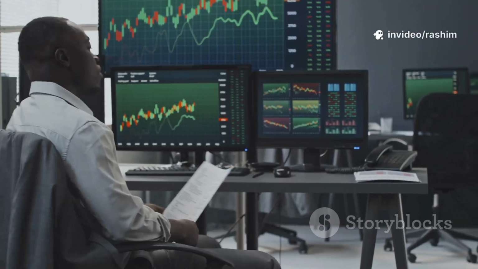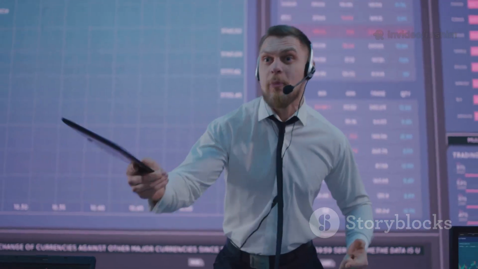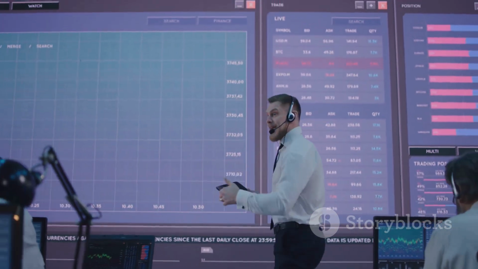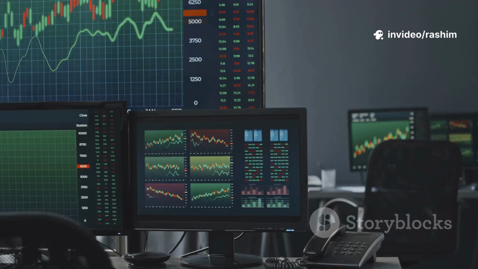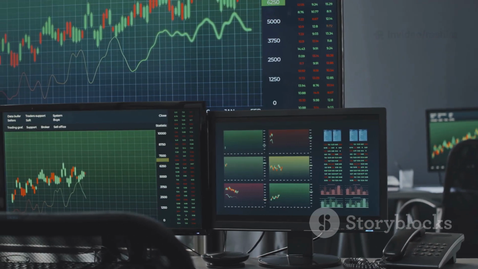By using indicators, you can develop a structured approach to trading. This is much better than simply guessing or trading based on emotions like fear or greed. Using these tools helps you build a consistent strategy, which is one of the most important steps toward becoming a successful trader. There are many different types of indicators, and each one serves a specific purpose.